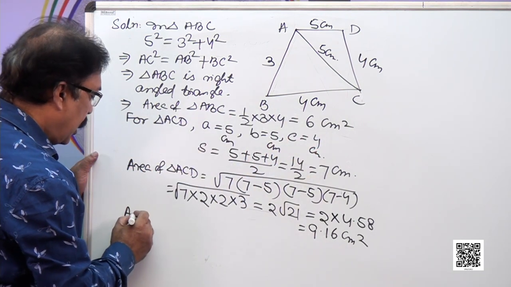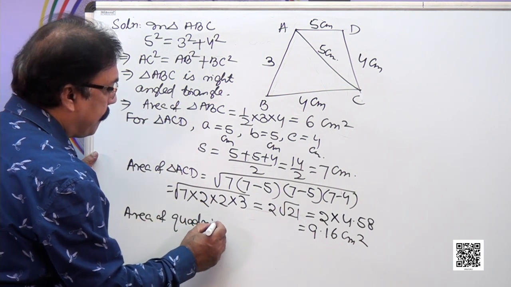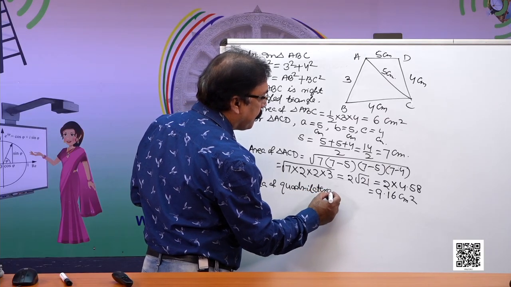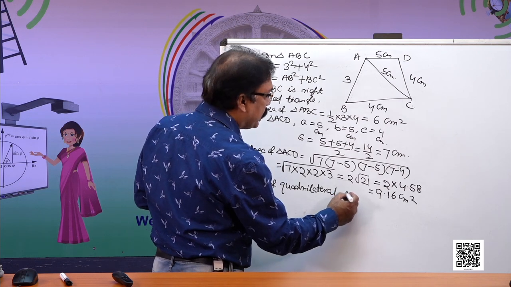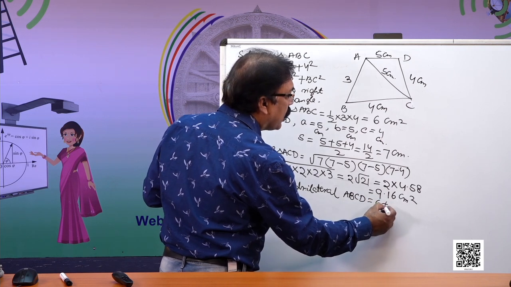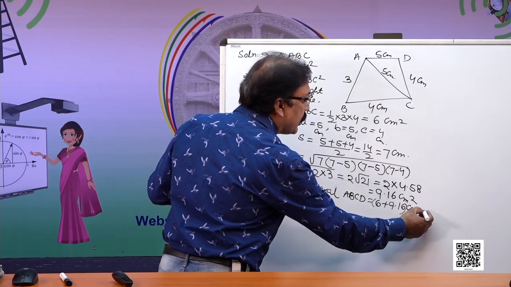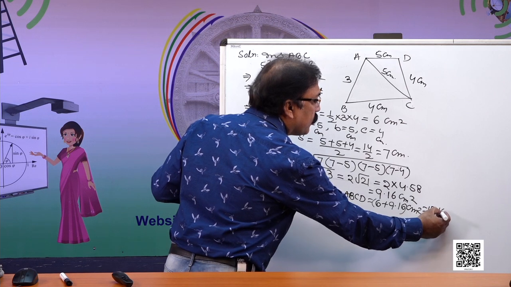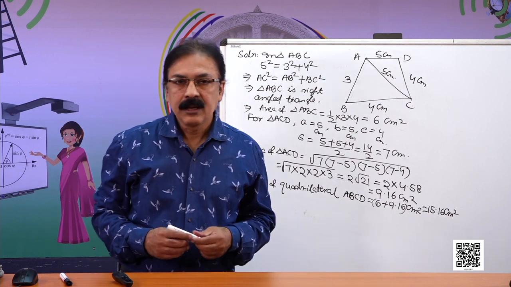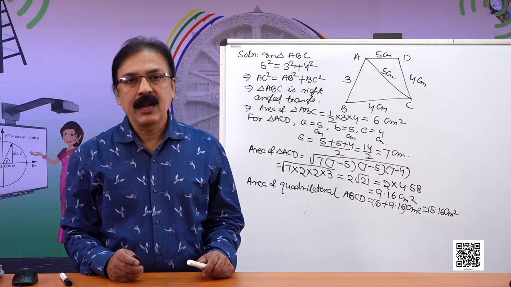Earlier we have found that area of triangle ABC is 6 centimeter square. So, area of quadrilateral ABCD is equal to 6 plus 9.16 centimeter square, that is 15.16 centimeter square. Thus, by using this Heron's formula, we could solve another problem.